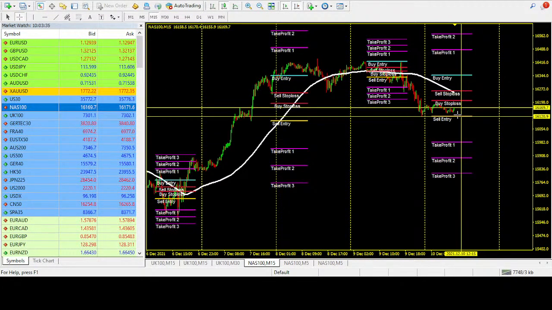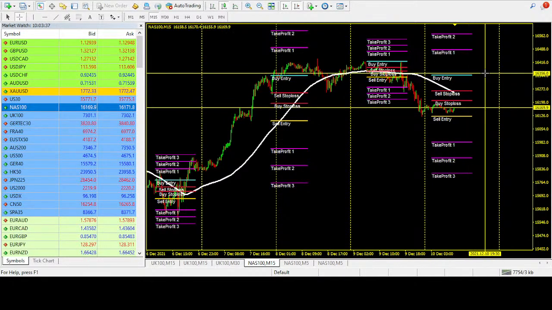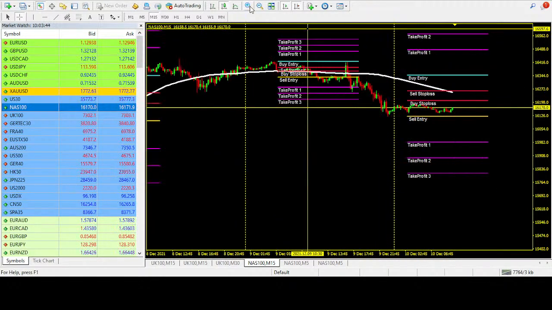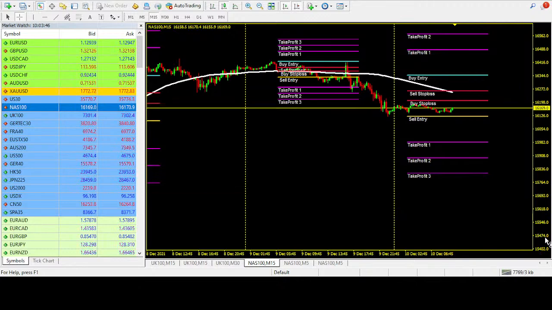NAS 100 looks nice. And even if it doesn't go down and it goes up, we know that we're going to get a nice buy signal at the top, because the market will be above the 100 period moving average. So it's looking nice. Let's keep an eye on this.